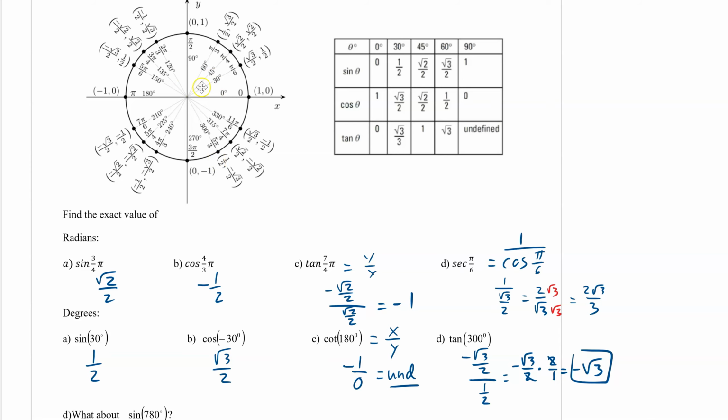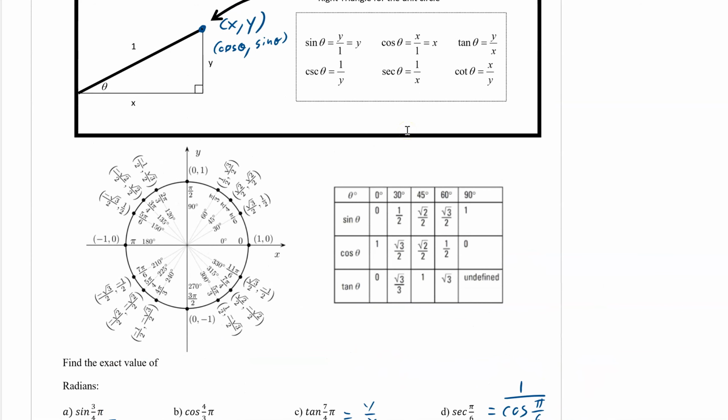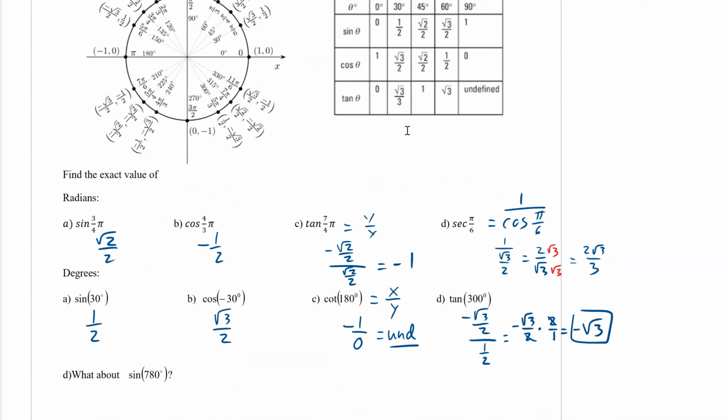So all you're doing is finding the angle. X is cosine. Y is sine. And then put them together to find all the other trig ratios that you need.